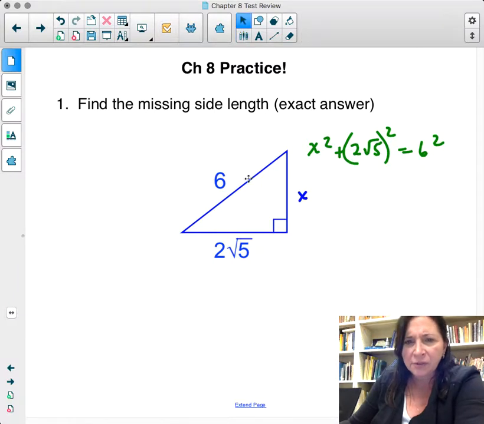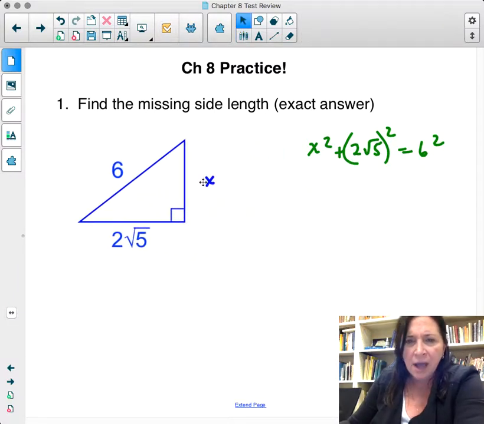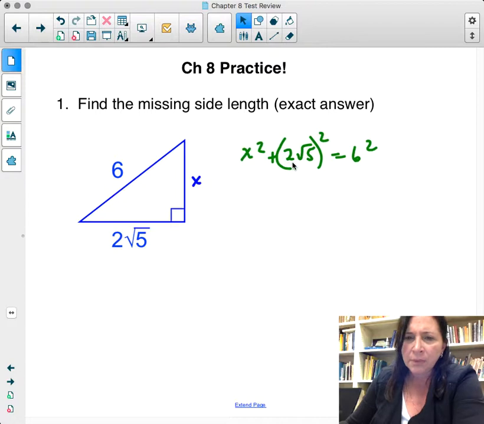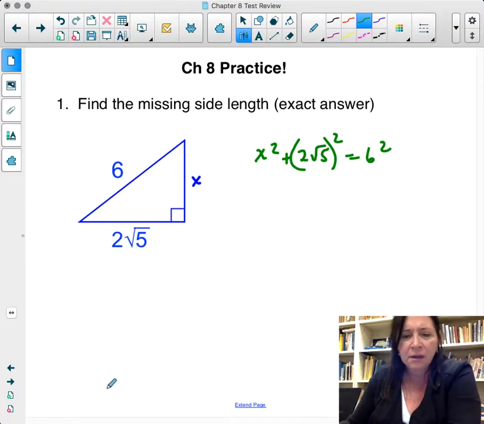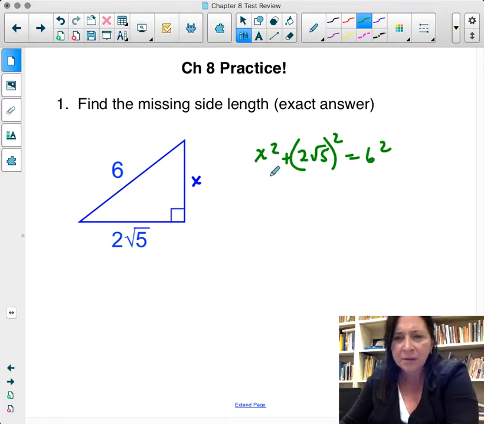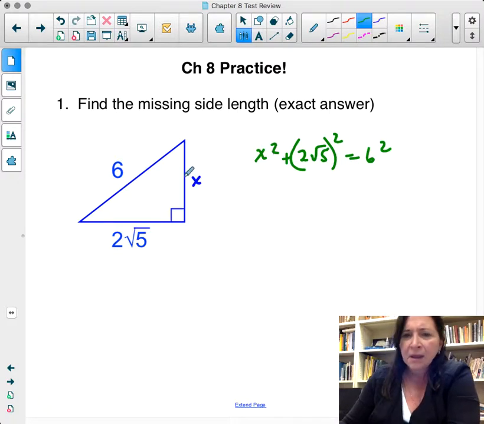I would advise you to be careful with this, because a lot of students look at this 2 root 5. You have to square that, the whole term, the entire quantity. And so be careful. And then another thing that I know that some students may forget is that this is a side squared plus side squared. Just because it's x doesn't mean that it's the one thing that you're solving. You're solving for it, but it doesn't go on the end.